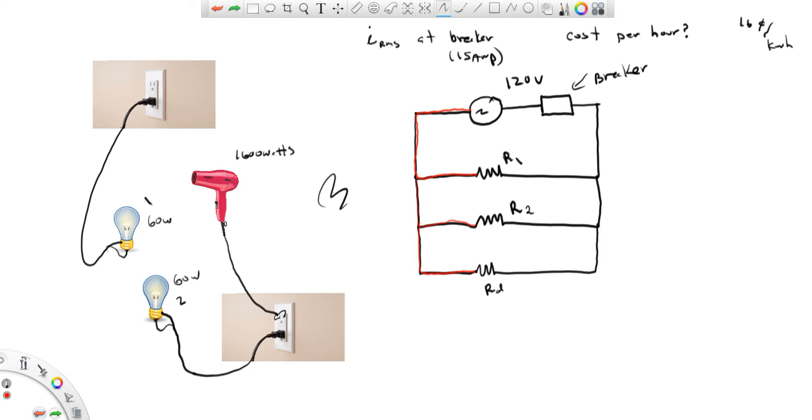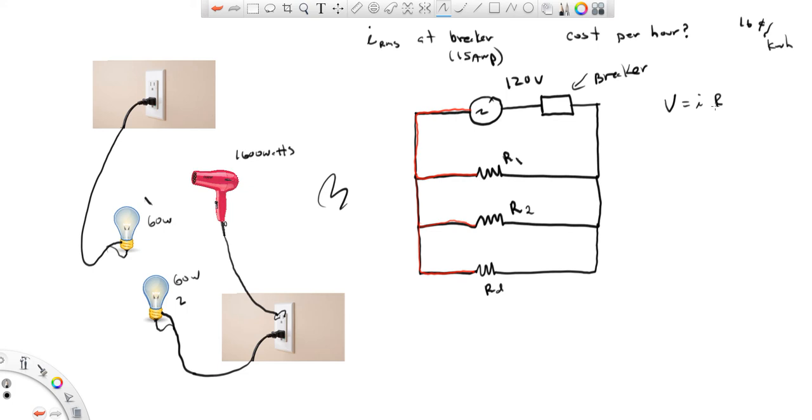So a very important thing to realize, right, when you look here, red to black, the voltage of 120 volts, red to black, is good there. It's good in all of these locations. So what that means is we can apply Ohm's law, voltage equals current times resistance, across both resistors and the dryer. Now, we don't know voltages here.